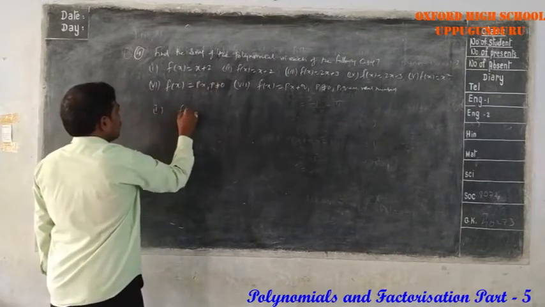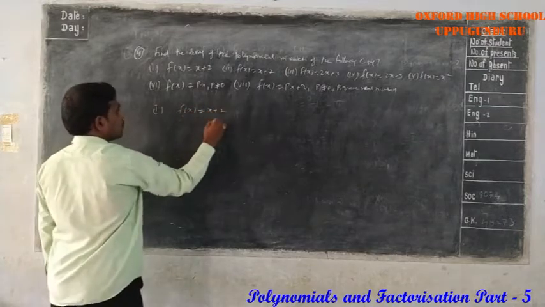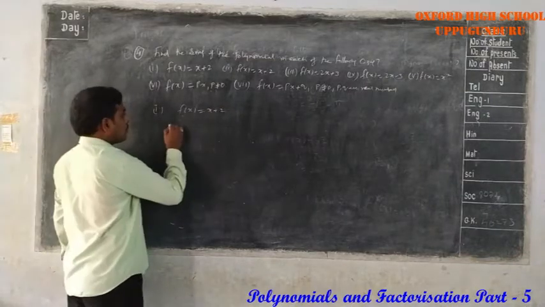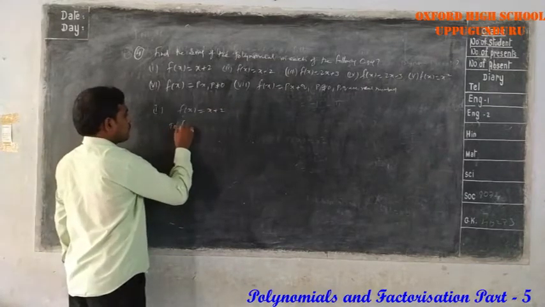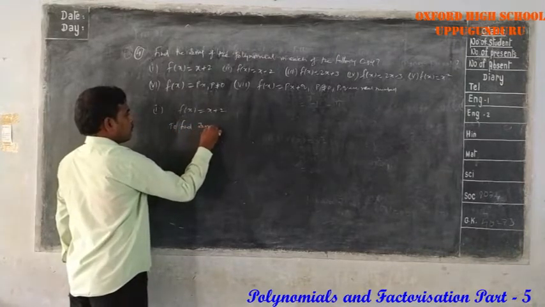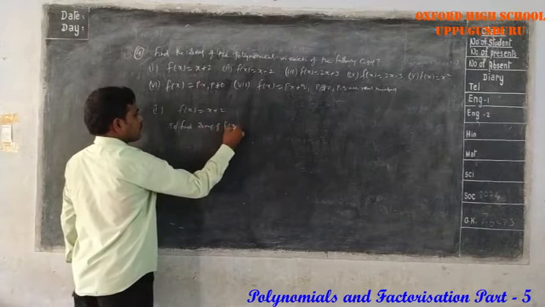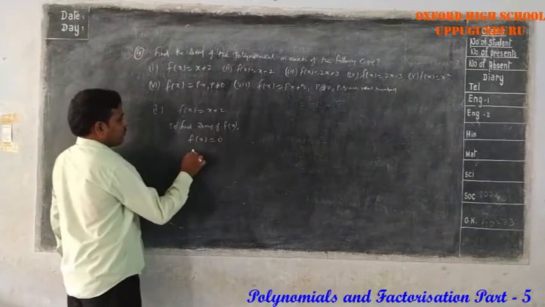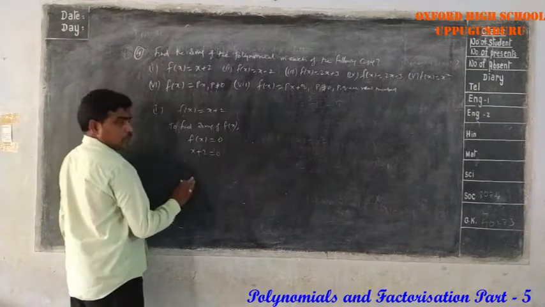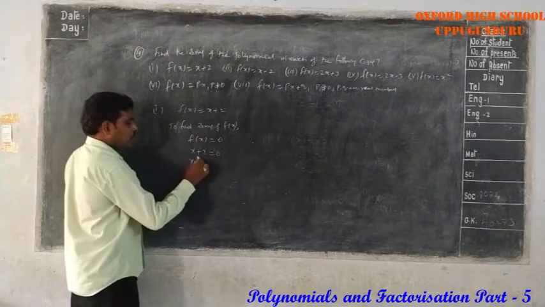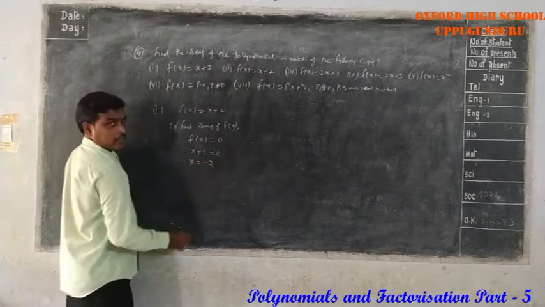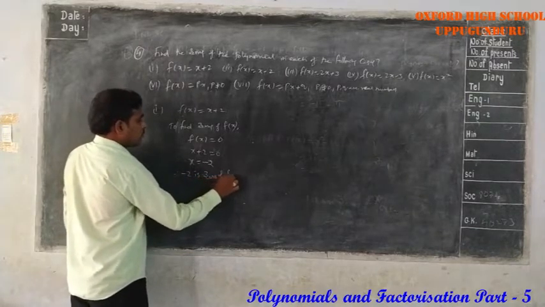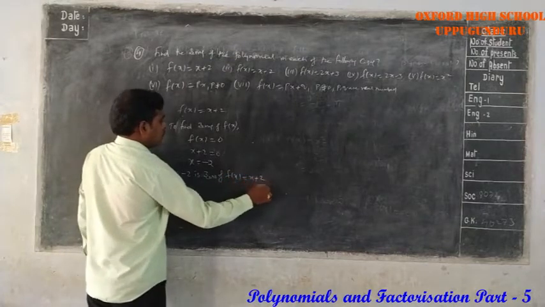First one, f of x equal to x plus 2. In what way do you have to find zeros? You have to equate this value to 0. To find zeros of f of x, f of x equal to 0. So x plus 2 equal to 0. From this you have to find the x value. x equal to, transposing plus 2 to this side, we get minus 2. Therefore, minus 2 is the zero of f of x equal to x plus 2.